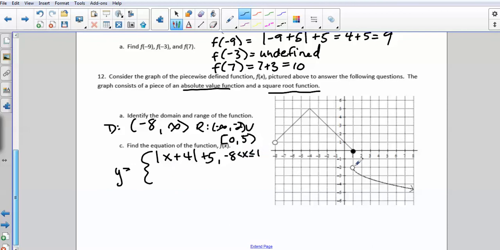And then the second piece is a square root function that has been shifted right 1, down 2, and reflected vertically. So to reflect it vertically, I need a negative in front. To shift it right 1, I need x minus 1 under the square root. And then to shift it down 2, the -2 is outside of the square root. That will be if x is greater than 1.